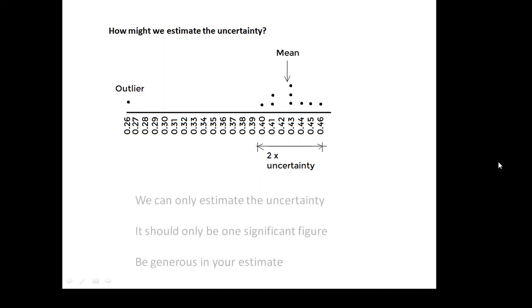A few notes: we can only ever estimate the uncertainty. We can't say what it is. You should only give the uncertainty to one significant figure. You say it's 9% or 8% or 10%, not 10.4%. You know, how can you be that certain about the uncertainty? It should just be one significant figure, and you should be generous in your estimate.